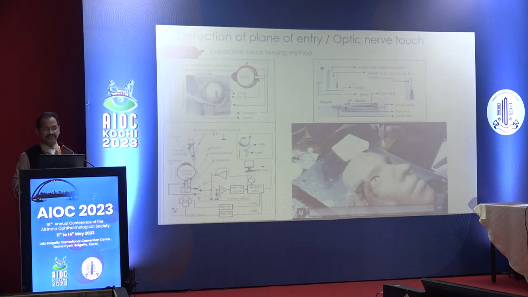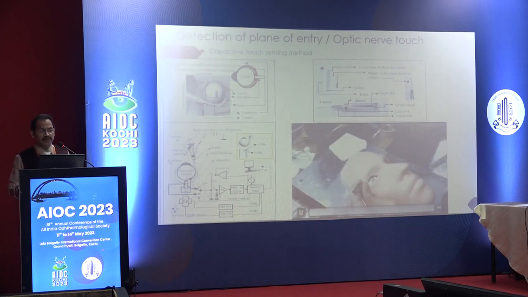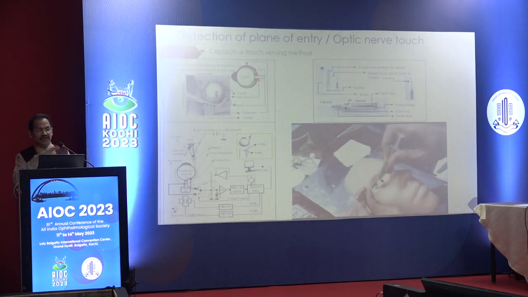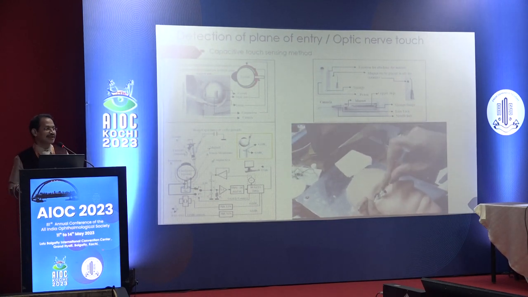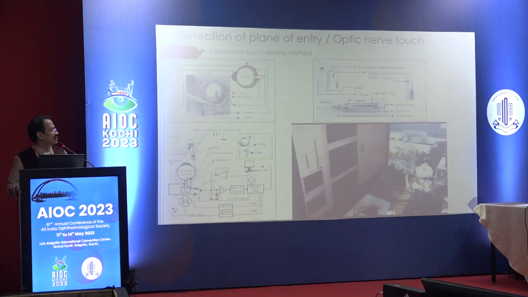Here they are making a nick in the conjunctiva. This is done in the IIT lab, so that is why the surrounding is full of electrical equipment, and this is not a hospital setting. So you can see the green light is glowing because they are in the correct plane. This is by the mechanism called the capacitive touch sensing method.